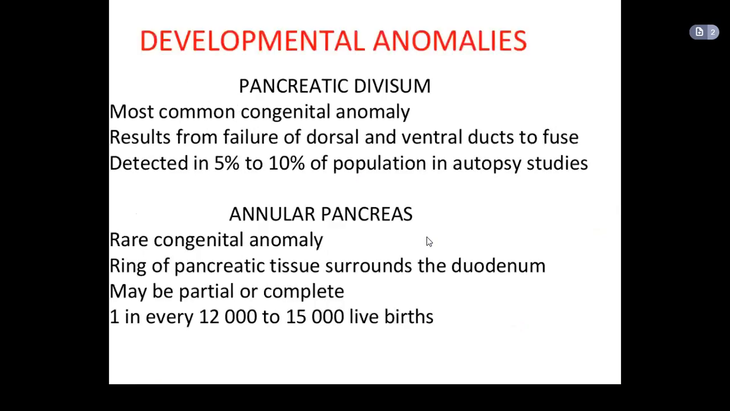Developmental anomalies. The most common congenital anomaly is pancreas divisum. It results from failure of fusion of the dorsal and ventral ducts, and is detected in 5 to 10% of the population in autopsy studies. Annular pancreas is a rare congenital anomaly in which pancreatic tissue surrounds the duodenum, and may be partial or complete. It occurs in 1 in every 12,000 to 15,000 live births.